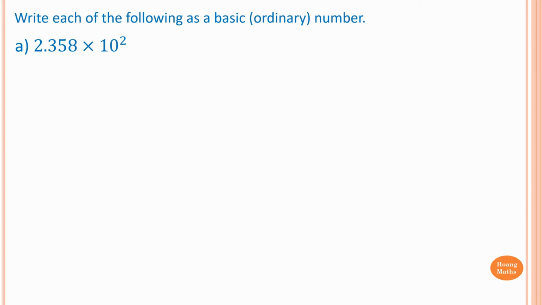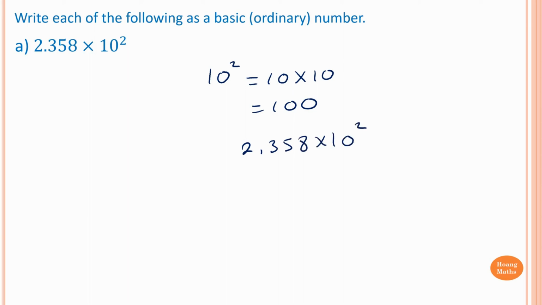Write each of the following as a basic or ordinary number. So remember, 10 squared is 10 times 10. That is 100. So therefore, this one here, which is 2.358 times 10 squared, that will give me 2.358 times 100. That's what that meant.